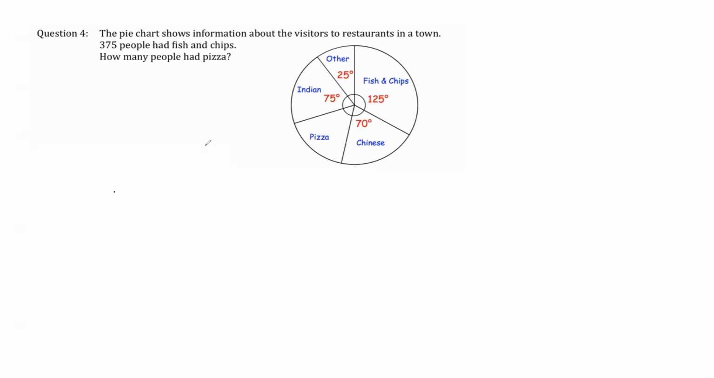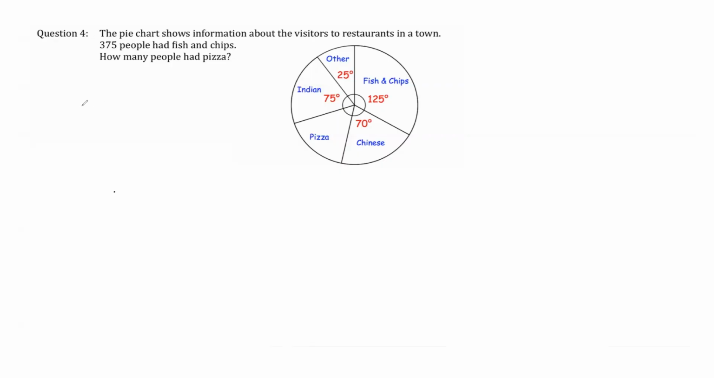Now in this question, the question says the pie chart shows information about the visitors to restaurants in a town. 375 people had fish and chips. How many people had pizza? So we cannot calculate how many people had pizza until we know the total number. But in this case, they have given us the total number of people who like fish and chips. So what we will do is use that here to calculate the total number of people.